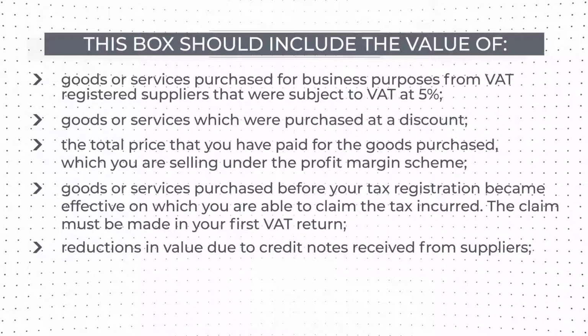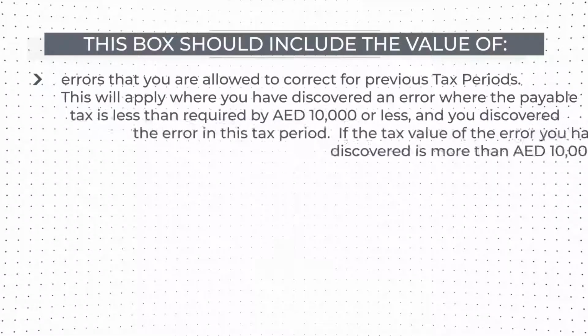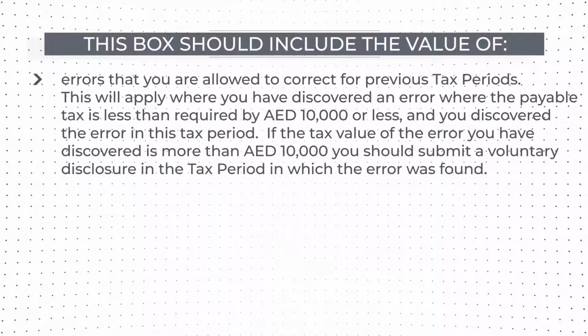Reductions in value due to credit notes received from suppliers, and errors that you are allowed to correct for previous tax periods. This will apply where you have discovered an error where the payable tax is less than required by 10,000 dirhams or less, and you discovered the error in this tax period. If the tax value of the error you have discovered is more than 10,000 dirhams, you should submit a voluntary disclosure in the tax period in which the error was found.